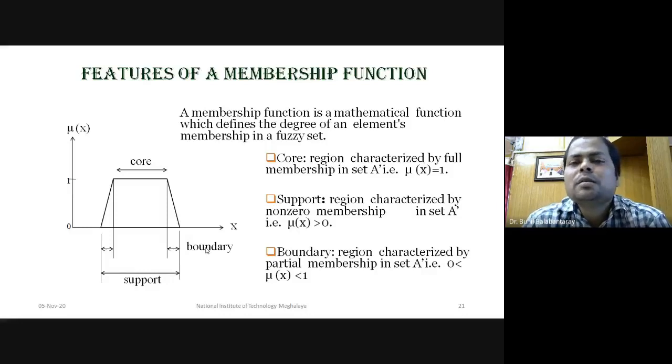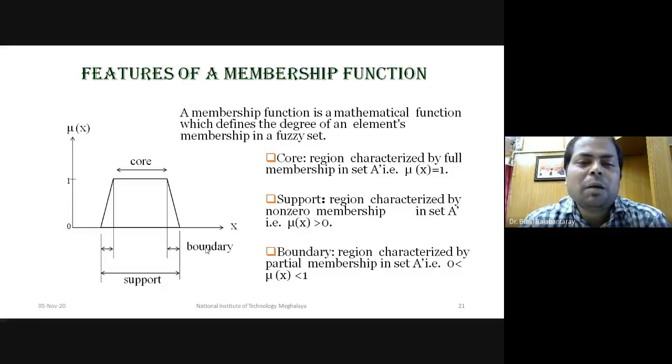The core is the region which is characterized by full membership in a set. That is, the degree of membership will be 1. Support is the region characterized by the non-zero membership values, that is, mu of x is greater than 0. In the diagram it is very clearly written which is the support.